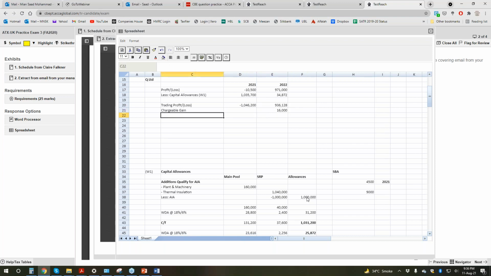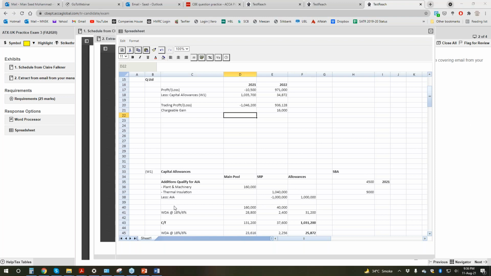Now guys, as I now have the amount of loss that is available this year, I can now tell what is the maximum amount of loss that can be carried forward. Are you guys with me till now? Any questions you can ask in the question section.